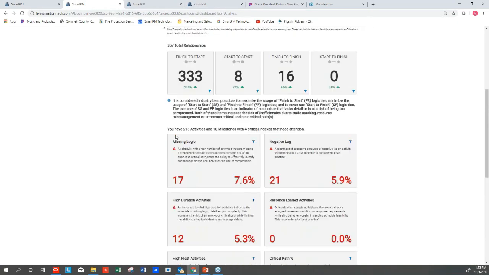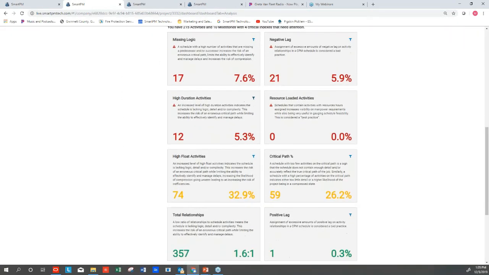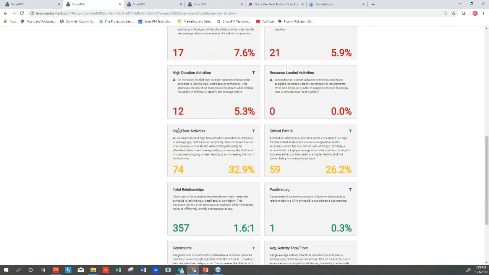Back to our quality grade here. Again, we also see things like high float activities. This is telling me that 33% of my schedule has over 2 months of float. So basically a third of my schedule can be delayed for 2 months without impacting the end date of a job. Now this could be true. It's a little bit of a red flag in my opinion, and it's also an indicator that there's crew logic potentially missing, which I might want to look into closer.